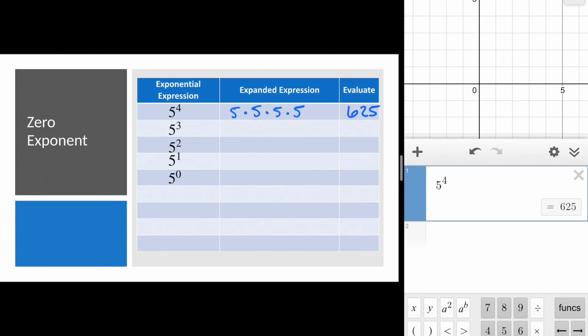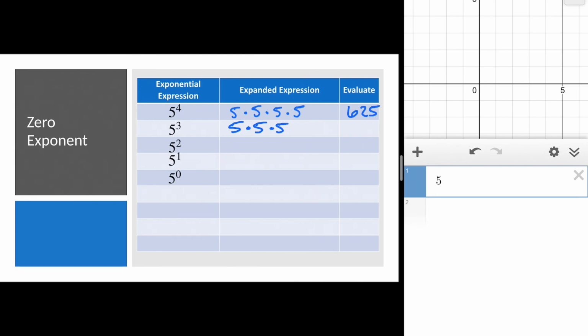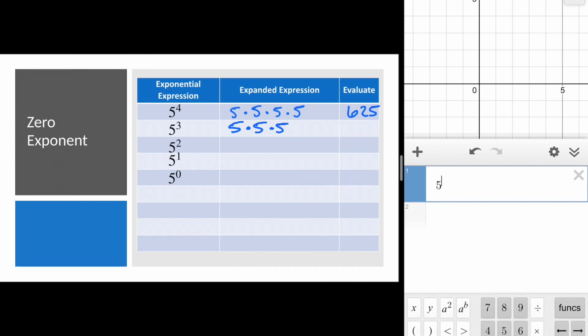The next thing we want to do is expand out 5 to the 3rd power, so that's 3 5s, so 5 times 5 times 5. And in case we don't know what that is, once again, we can type in 5, hit this A, B button, and then hit 3. And that tells me that 5 to the 3rd power is 125.